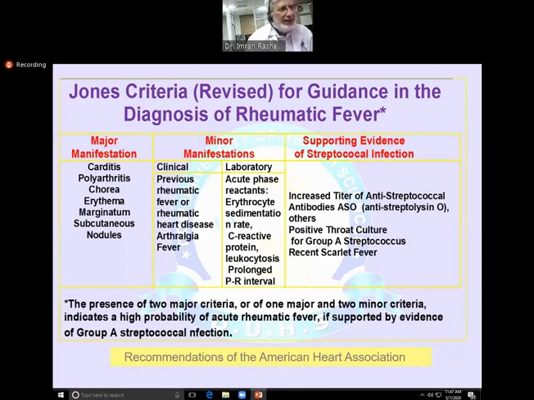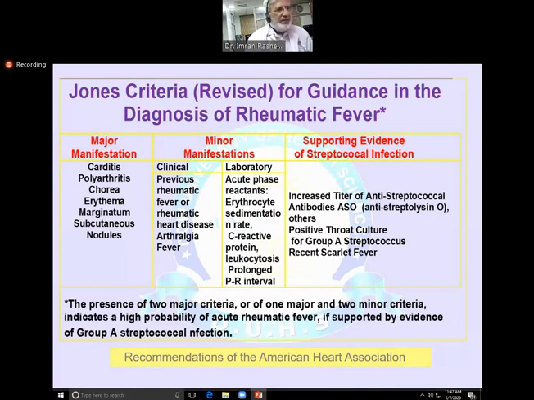The clinical minor manifestations are previous rheumatic fever. So if we get a history that this child has had rheumatic fever, for example, two years back, that is one of the clinical criteria: previous history of rheumatic fever or rheumatic heart disease. And arthralgia and fever. So if someone gives you the history of fever, of arthralgia, of previous rheumatic fever or rheumatic heart disease, these are the clinical minor manifestations.